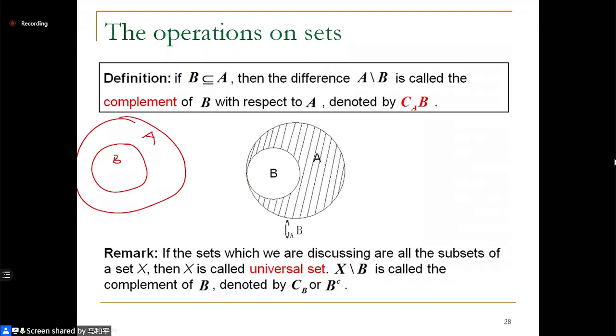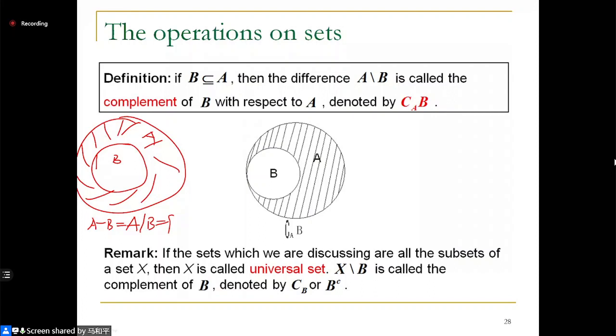The difference A minus B, we write this A minus B. This is X belongs to A, but X does not belong to B. So we should exclude this part, right? So this is what we write as C_A B, the complement of B with respect to A.